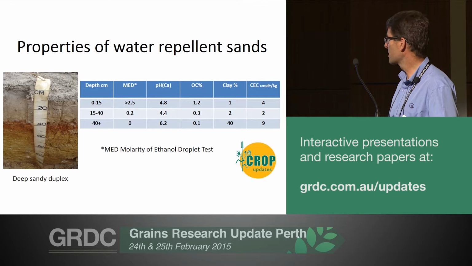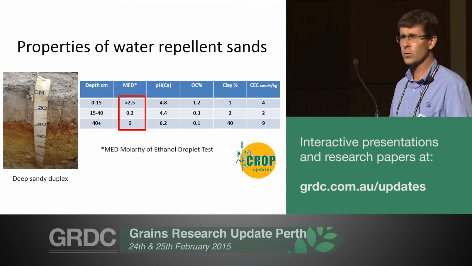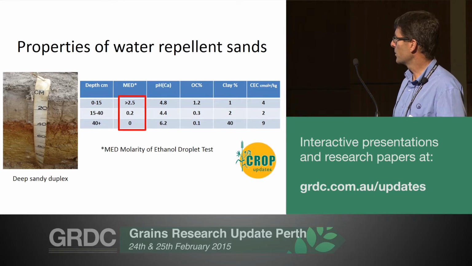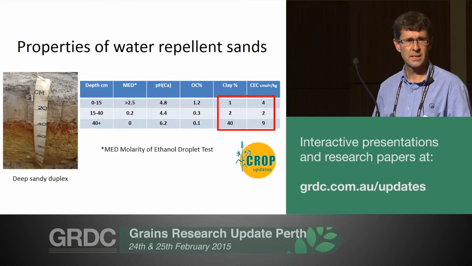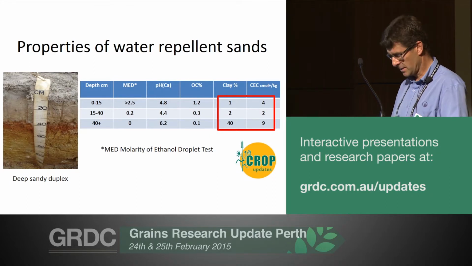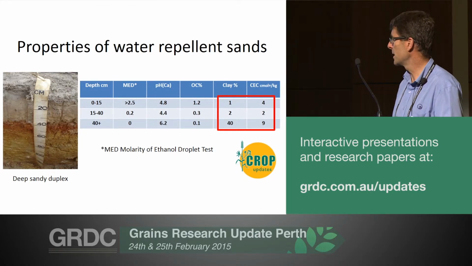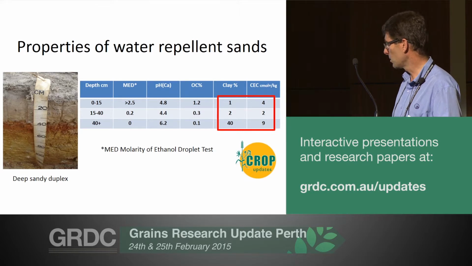So you can see in this profile, and it's very common in a lot of water repellent profiles, that in the top 15 centimetres, in that organically stained layer, it can be highly water repellent, but in the sand layer below that, it's not repellent at all. And then once you get into the clays, they're not repellent either. So really the issue is in that top 15 to 20 centimetres that we have the problem.